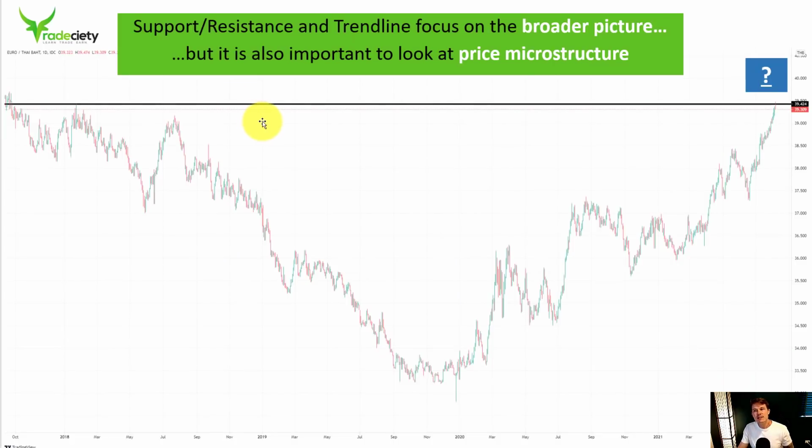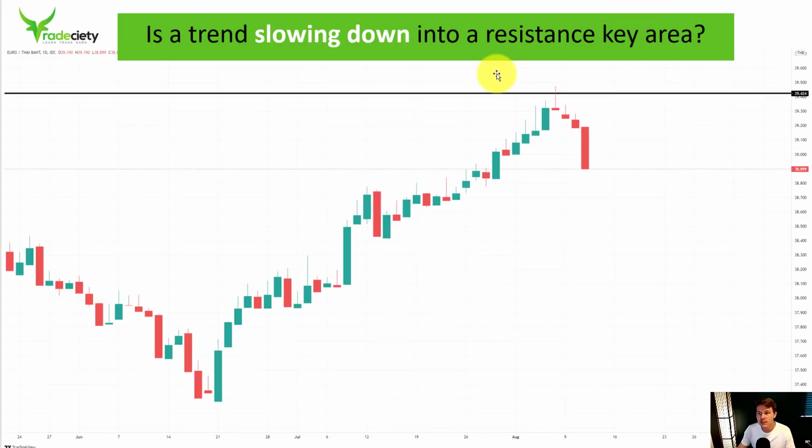So support and resistance, trend lines, they often focus a little bit more on the broader picture. We're looking at complete trends or very, very long time frames of a chart. But it's also important to look at the price microstructure and look at the candlesticks. And one of the most favorite concepts of candlestick analysis that I use is a concept that I call deceleration. And when a trend is slowing down, this is often a very, very important piece to the puzzle, and a very important piece that can help us find trading opportunities.